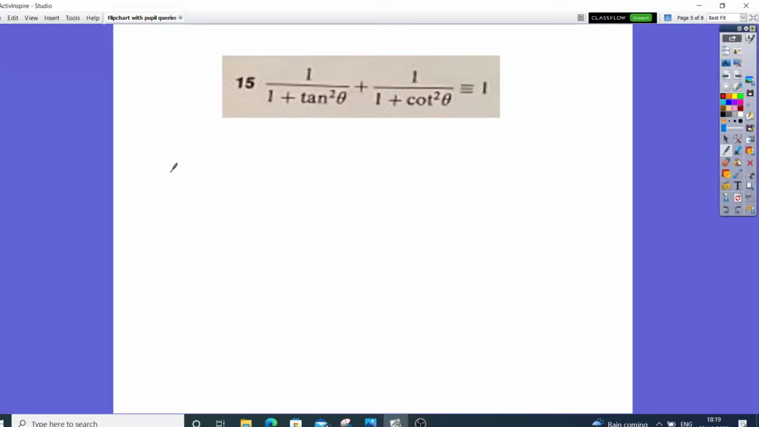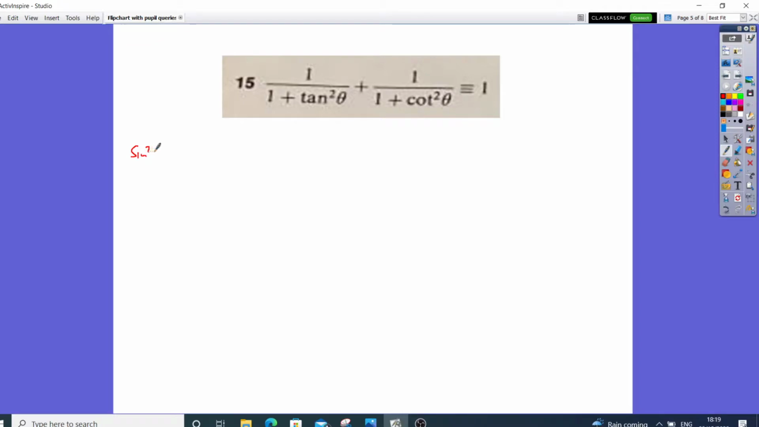Hello everyone, and let's have a quick go at this identity. Before we start, we've got this fraction on the left hand side, and that's going to be identical to 1. Let's quickly remind ourselves, because you've got cot squared and tan squared and cot squared with the 1 in, so I just want to have a quick look at our identity.